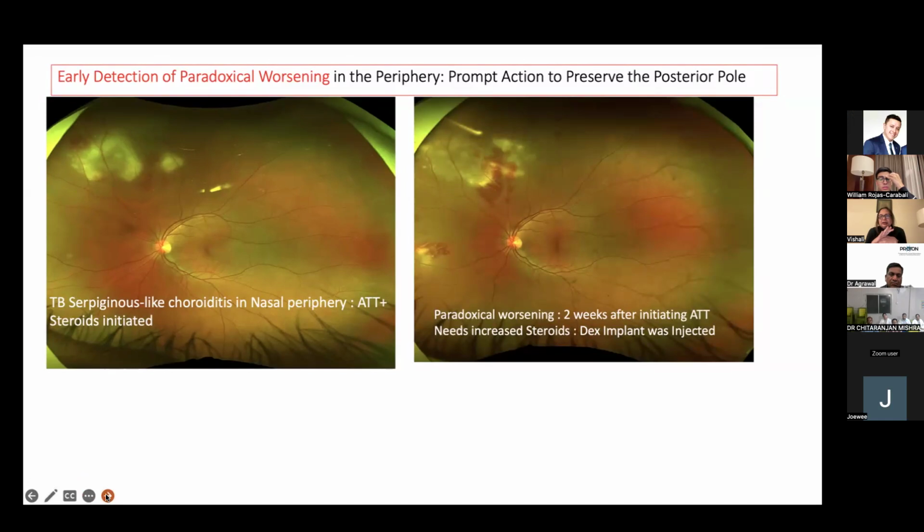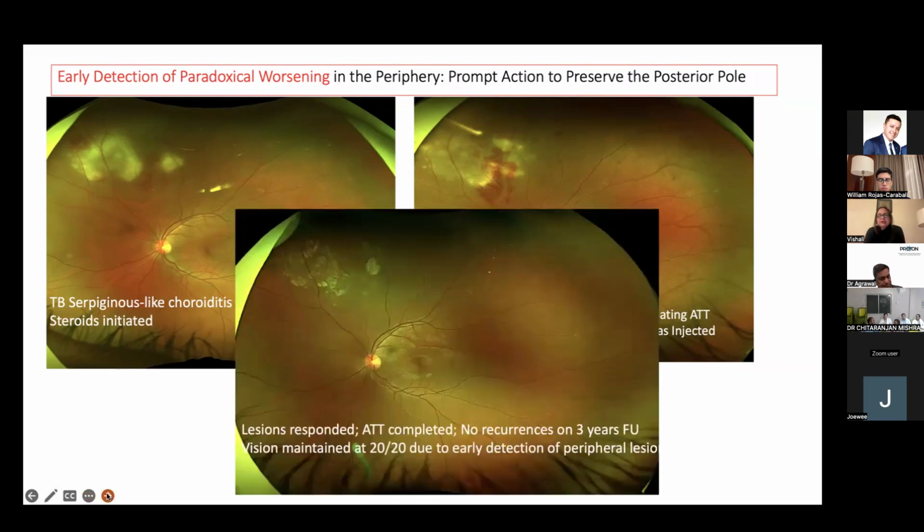After starting ATT, he had paradoxical worsening 2 weeks later. So we injected Dex implant in this eye. As you can see, the previous lesion in the upper nasal has increased, and there is a new lesion which has appeared nasally, just below the horizontal raphe. So we did inject Dex implant. The lesions responded, ATT completed, no recurrence on 3 years follow-up.